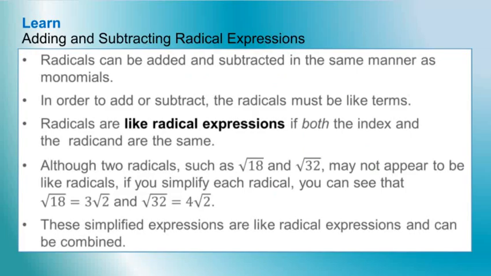Next, adding and subtracting radical expressions. Radicals can be added and subtracted in the same manner as monomials when you're adding and subtracting like terms. So radicals are like radical expressions if both the index and the radicand are the same. Although two radicals, such as the square root of 18 and the square root of 32, may not appear to be like radicals, if you simplify each radical, you can see that the square root of 18 is 3 square root of 2, and the square root of 32 is 4 square root of 2. Therefore, you can add 3 and 4 to get 7, and it would be 7 square root of 2. These simplified expressions are like radical expressions and can be combined.